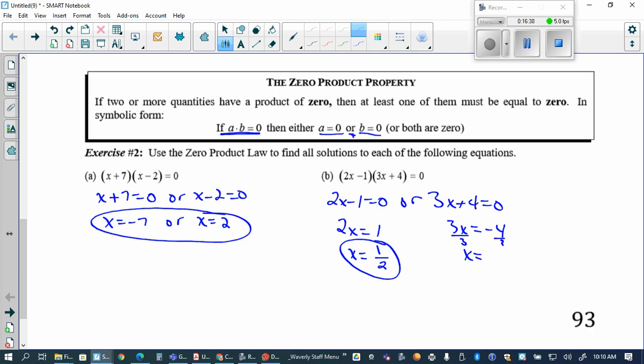Oh, I thought it was... well, this is a different one. That's a 3. So -4/3. And the word or should be in between them. Okay? All right.